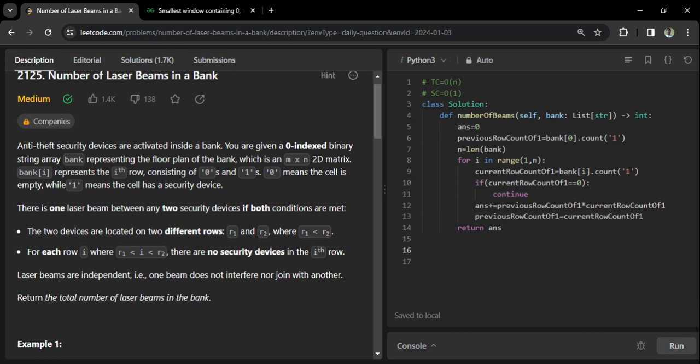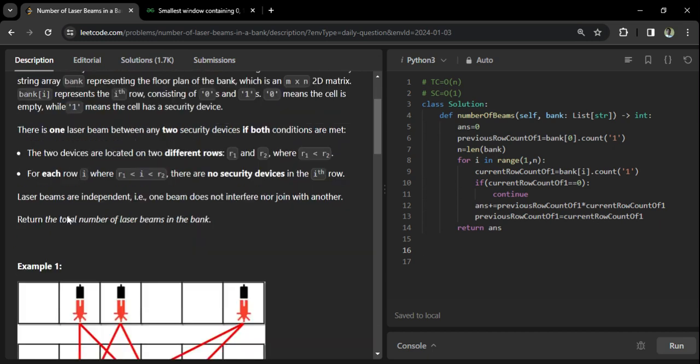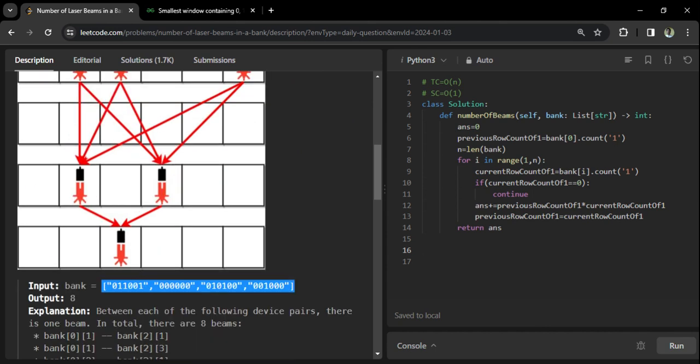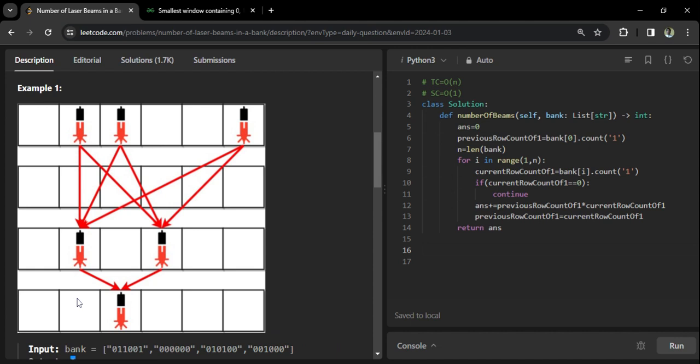Try to understand each and every word of it. But what I feel is that you will understand it better if you see this image. Okay. And by the way, the answer is 8. Just try to understand how the answer 8 is coming.